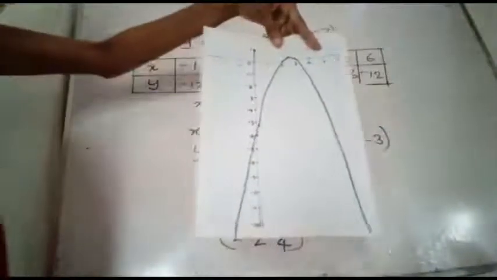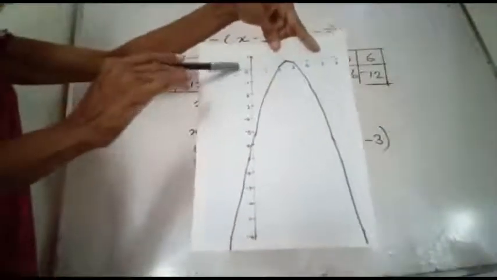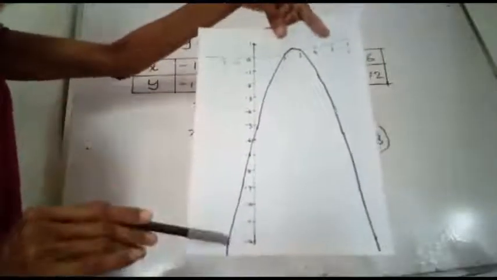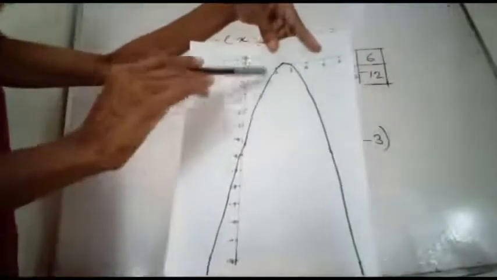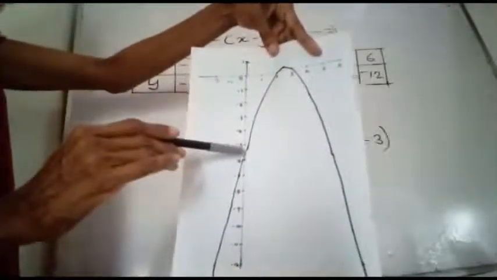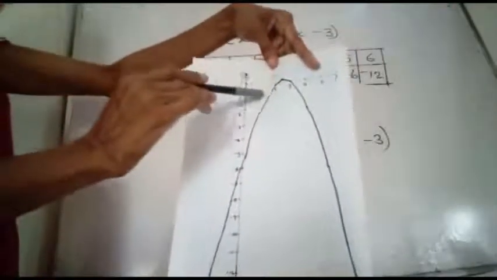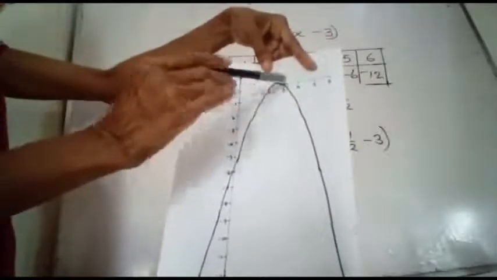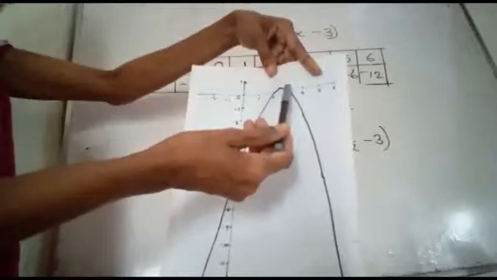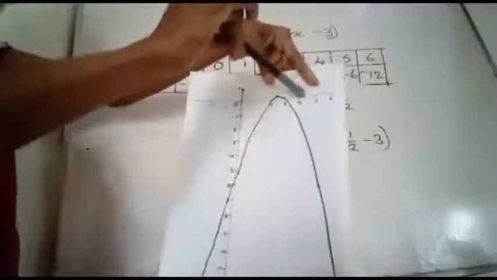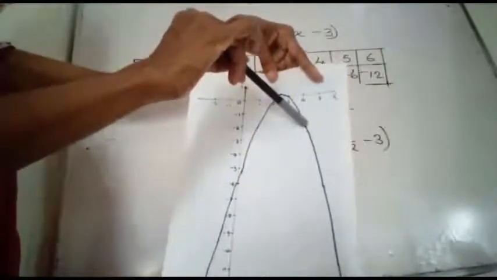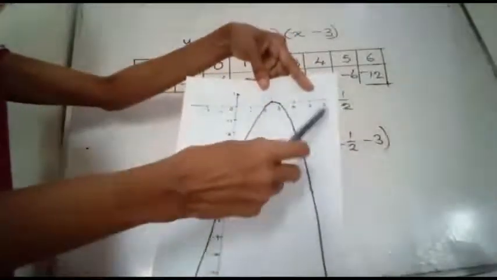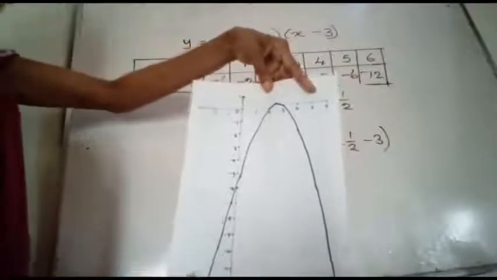This is the graph. When x is negative 1, y is negative 12. When x is 0, y is negative 6. X is 1, y is negative 2. X is 2, y value is 0. X value is 3, y value is 0. X value is 4, y value is negative 2. X is 5, y value is negative 6. X is equal to 6, y is equal to negative 12.